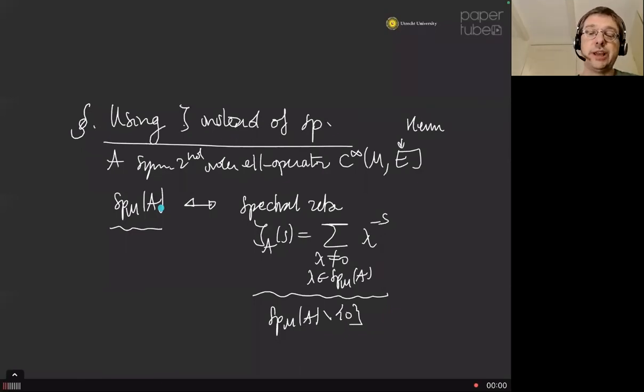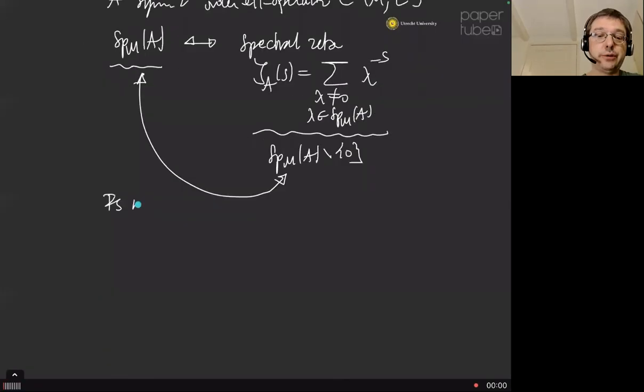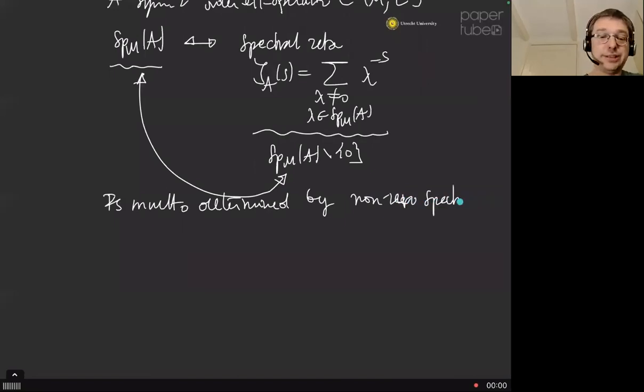What you see here is that this is not always the same information, interestingly enough. So I wanted to mention that. Do they mutually determine each other? Is this containing the same information as that, or said otherwise, is the multiplicity of zero determined by the non-zero spectrum? And I have three things to say about this.